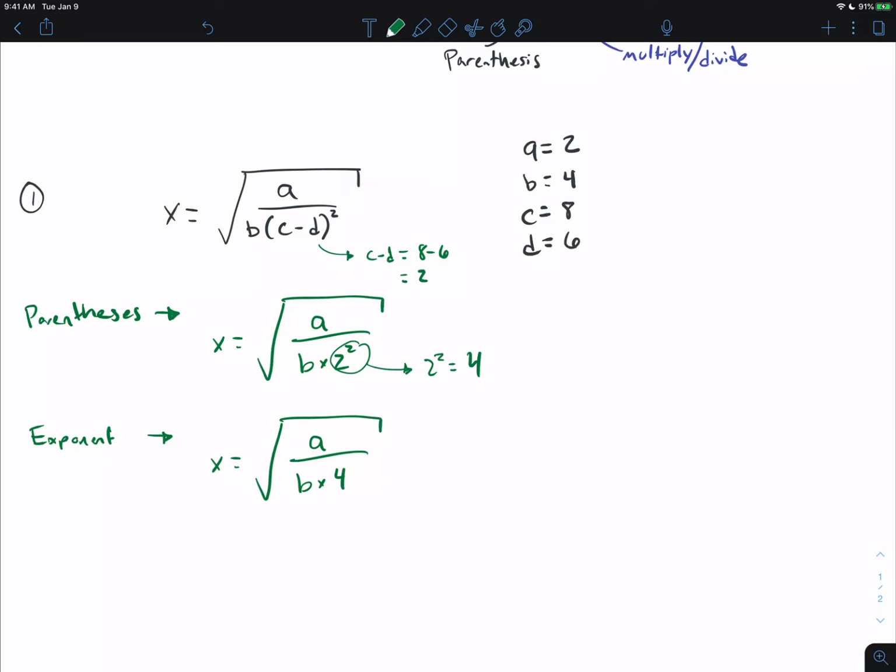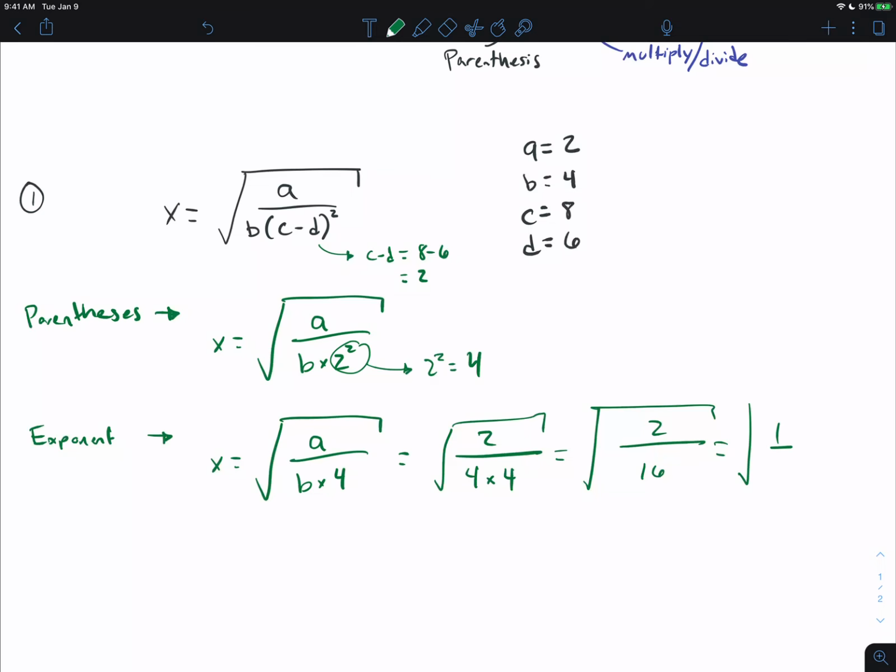So one easy thing we can do just to make sure we keep track is anything that's together on the top or on the bottom, go ahead and do that first. So in this case, I have 2 over 4 times 4. Okay, so I'll do my denominator first since it has 2 things. So I have 4 times 4 here will be 16. And then now I'll just divide. 2 divided by 16 here is going to be 1 over 8.